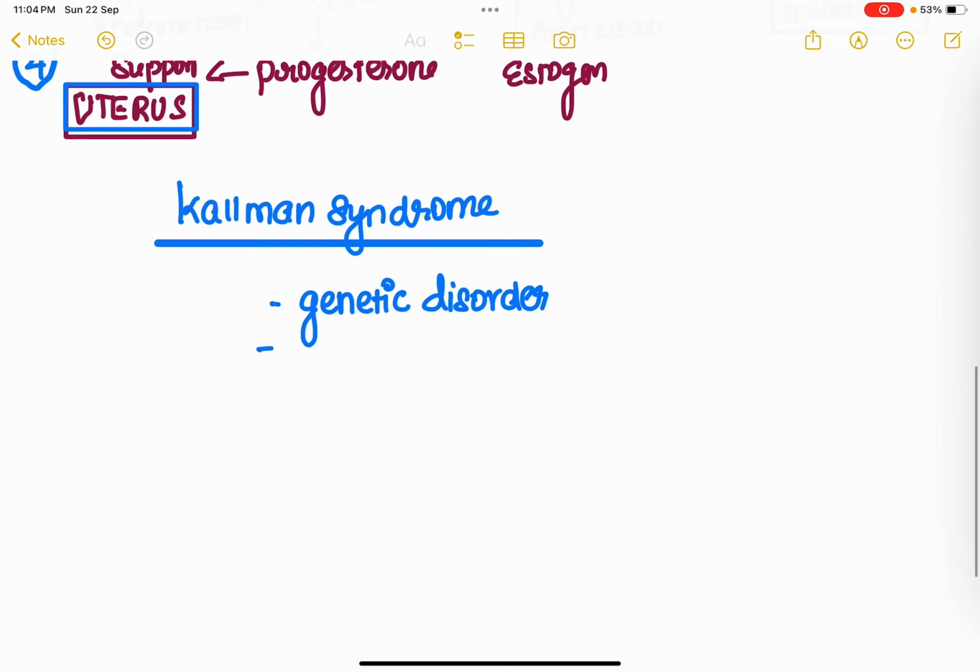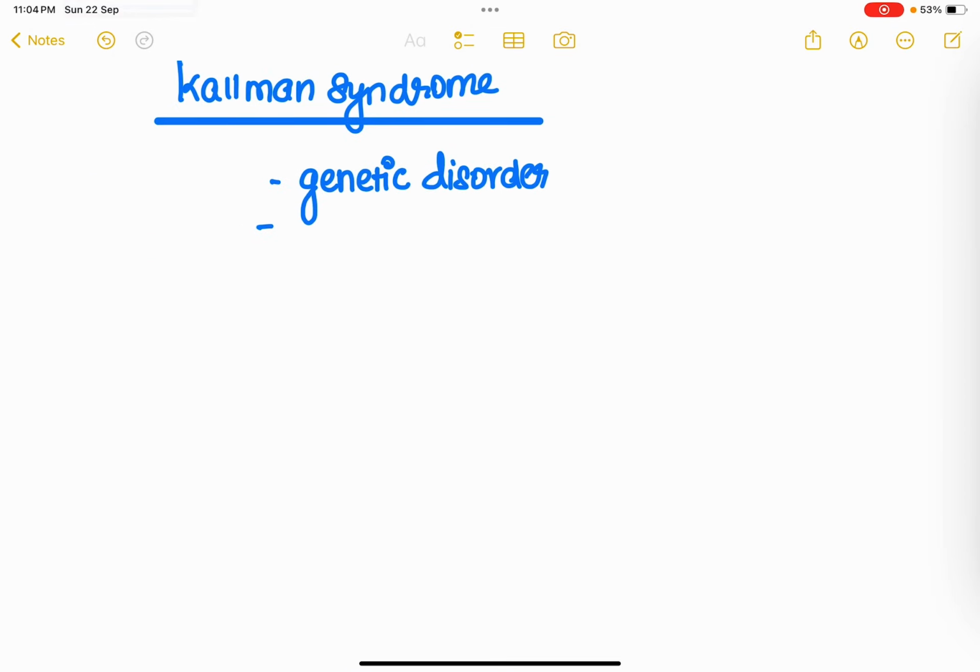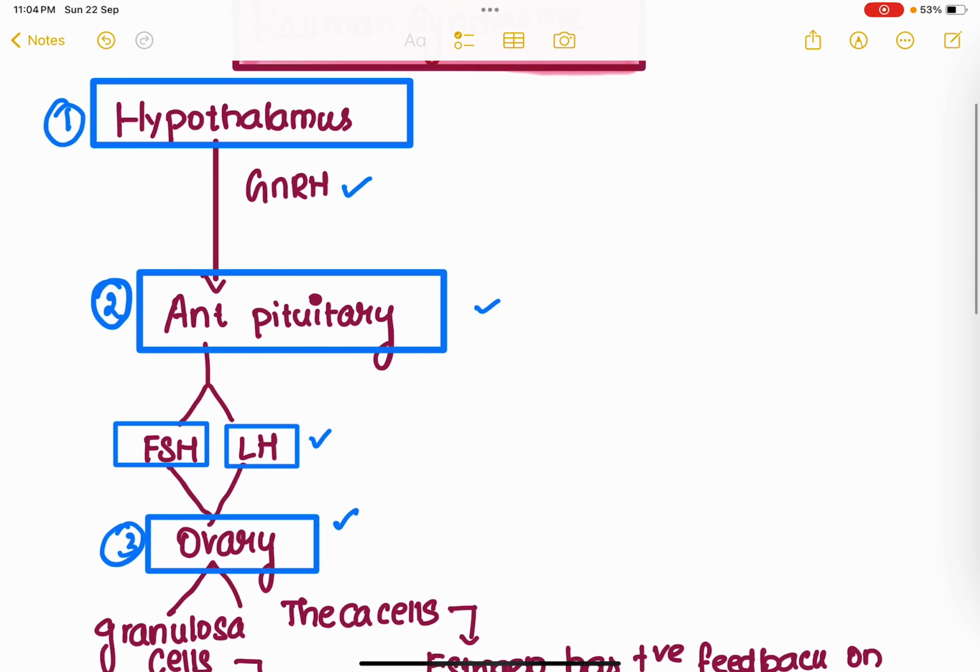Okay, so in this Kallman syndrome, the major problem is hypothalamic failure. As we have discussed in the previous session, for proper menstruation to happen, the first stimulus has to come from the hypothalamus. So the gonadotropin releasing hormone has to be released from the hypothalamus. Now this GnRH will act upon the anterior pituitary. So when this GnRH acts upon the anterior pituitary, FSH and LH will get released.